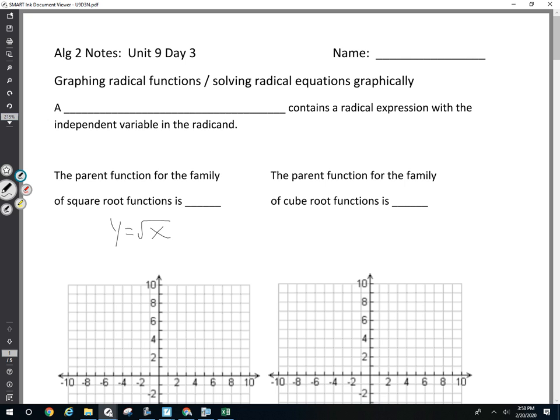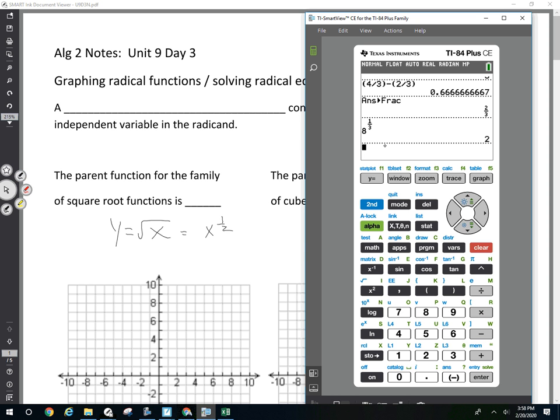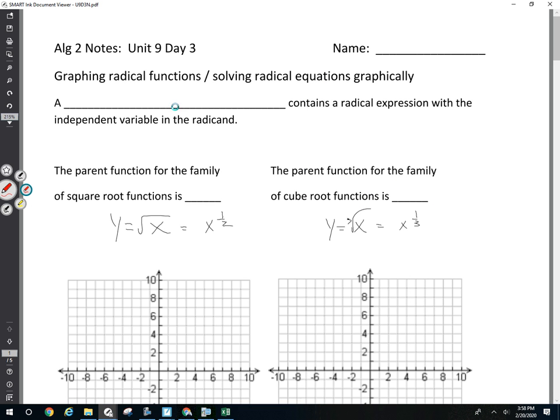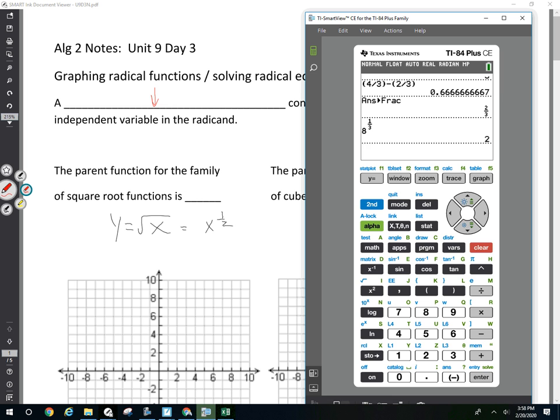If you have a calculator, please graph y equals root x, and y equals the cube root of x. We know that we can write this as y equals x to the 1/2, and we can write this as x to the 1/3. Let's start with the square root of x. This is called a radical function. A radical function contains a radical expression.